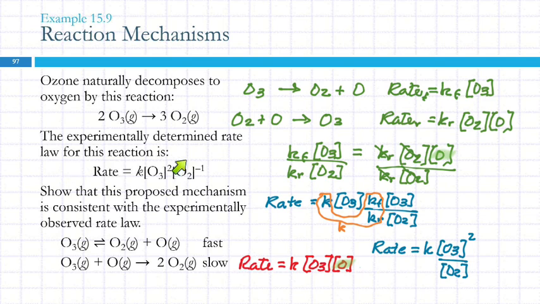What does an exponent of -1 mean? It means 1 over that. We have 1 over O2. We just need to write it differently. So the rate law that we derived from the mechanism matches with the experimentally determined rate law. So this could be a valid mechanism. Any questions?